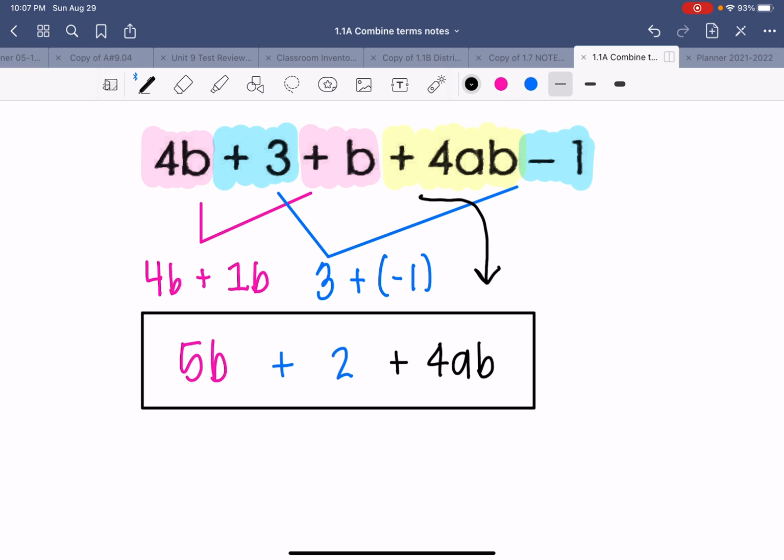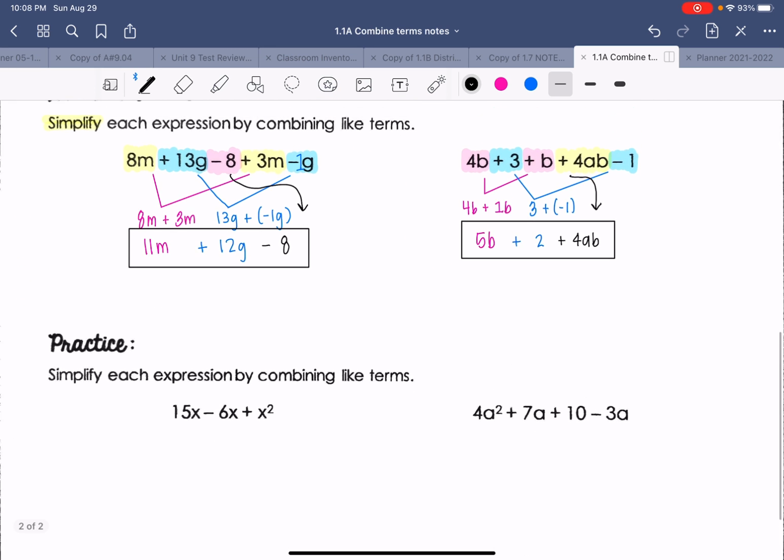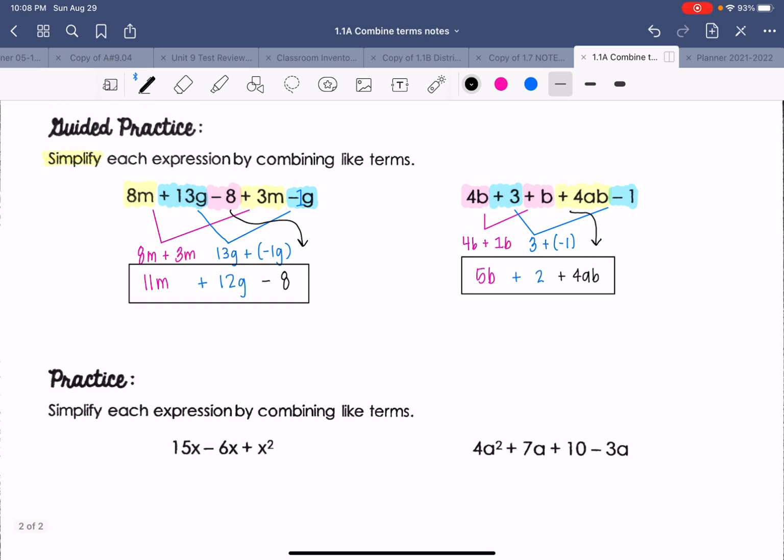All right, so I want you to try the next 4 on your own, and I'm going to post the picture of the answers of the whole notes completed for you to check them.